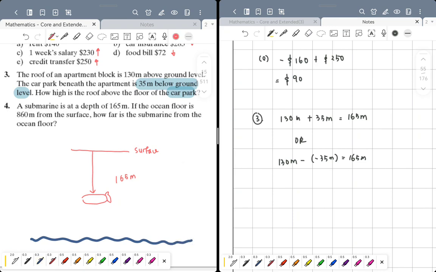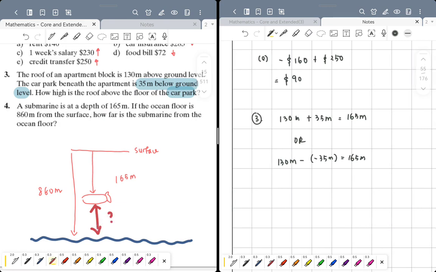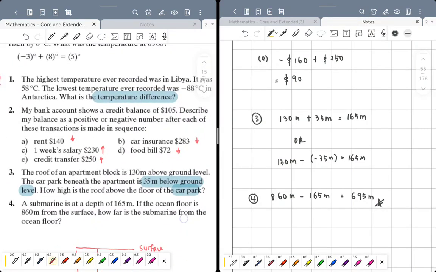So the ocean floor is 860 meters from the surface. How far is the submarine from the ocean floor? So this is what you're going to find. So how are you going to find it? You're going to do 860 minus 165, which will give you 695 meters. So this is the answer. So today we will just discuss these 4 word problems.